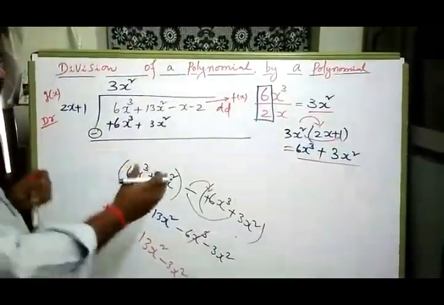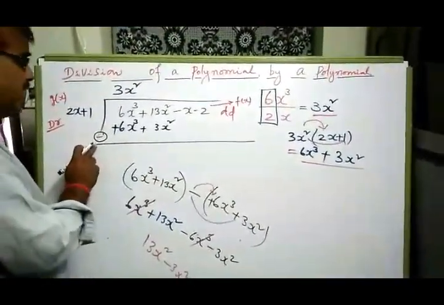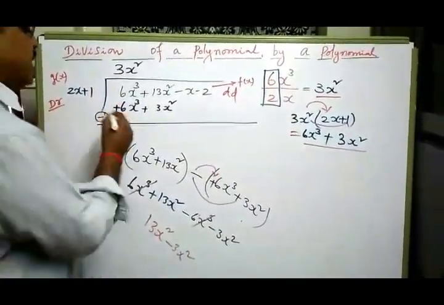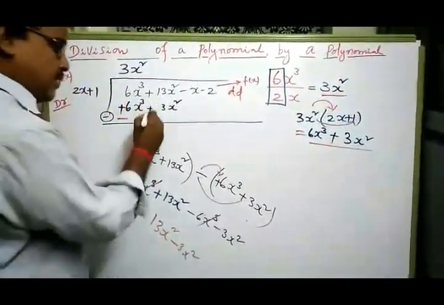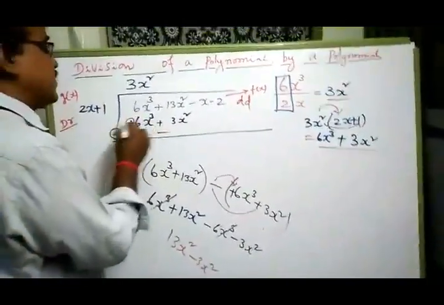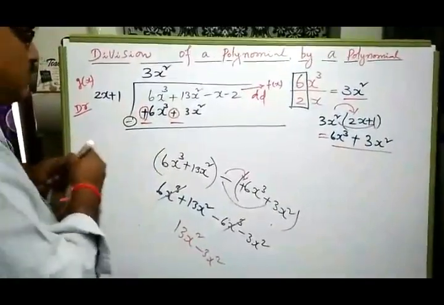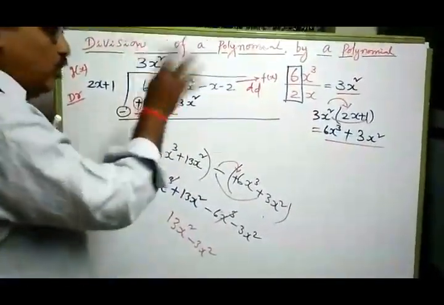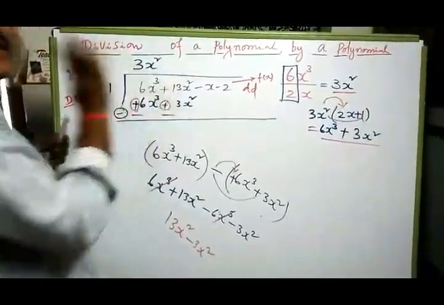So how to do? Simply, because of this minus, this plus becomes minus. Now forget about this sign and this sign. Now just consider 6x cube minus 6x cube, and consider 13x square minus 3x square.